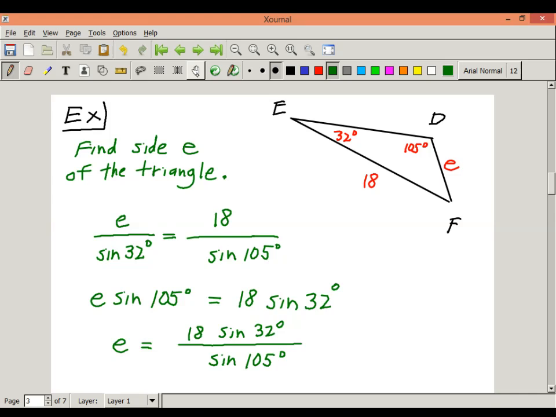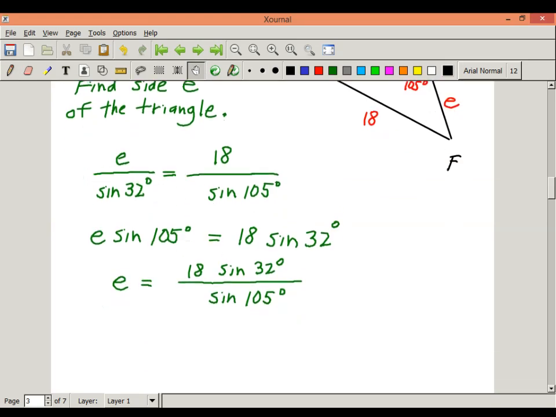Now, you should be able to do that problem completely in your calculator without writing down any intermediate results. So I'm going to do that right here. Sine of 32 times 18 equals, so that when you hit equals, that calculates the top, then divided by sine of 105. Don't forget to hit equals.